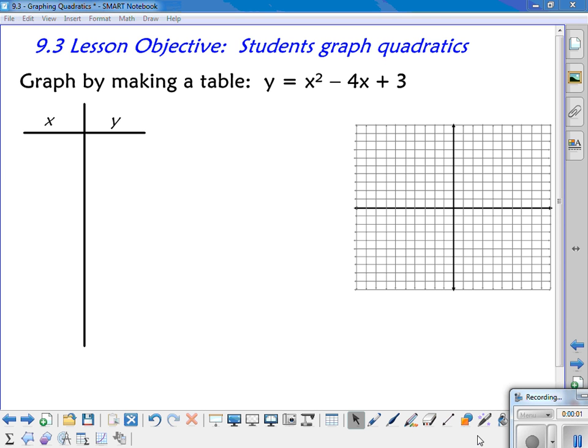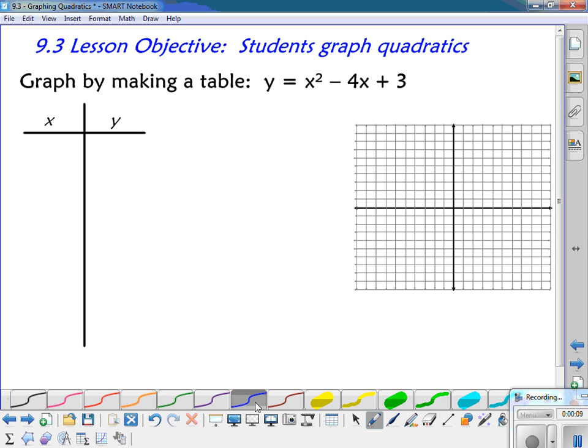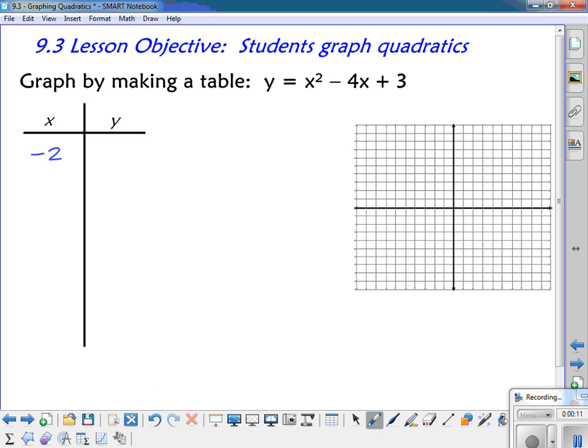All right, so today we're going to talk about graphing quadratics. So we've already graphed using a table, and what we've been doing is using -2, -1, 0, 1, and 2. But I'm going to show you what happens when those numbers don't always give you what you need to graph a quadratic. So let's plug those into this equation.